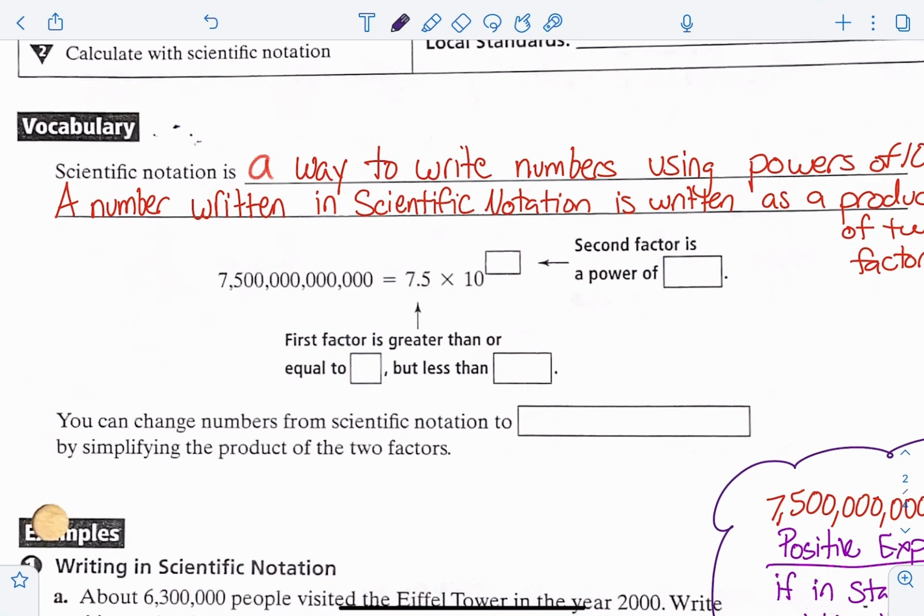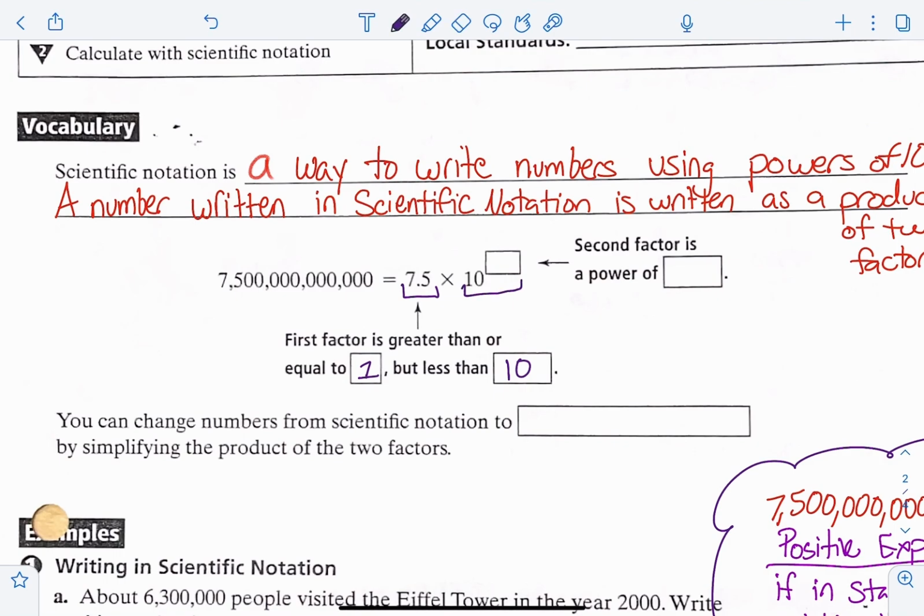So first, the factor at the beginning has to be greater than or equal to 1, but less than 10. So you can have 1, 1.1, 1.2, and so on, but it has to be less than 10. You can have up to 9.9, but you can't have 10. Then the second factor is 10 to the power of something.